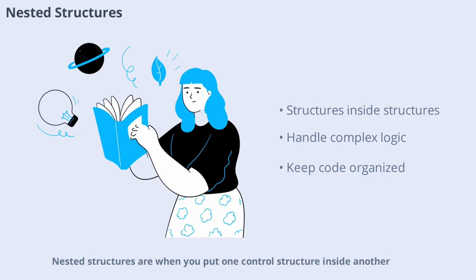Nested structures are when you put one control structure inside another, like an if statement inside a loop. This lets your program handle more complex logic, such as checking multiple conditions for each item in a list. Nesting is a powerful tool, but it's important to keep your code organized so it's easy to read and maintain.